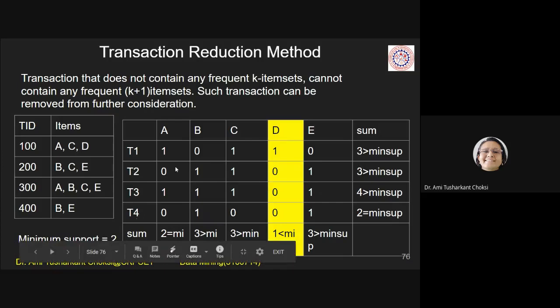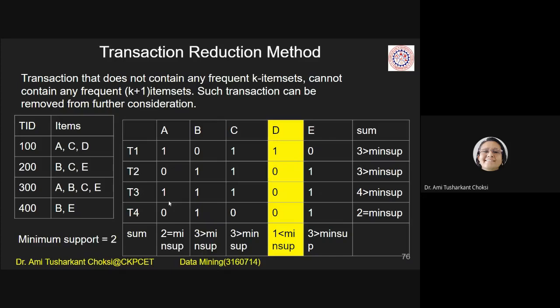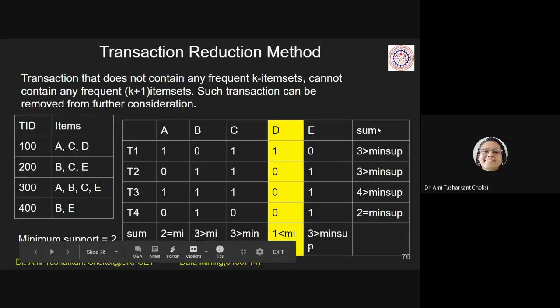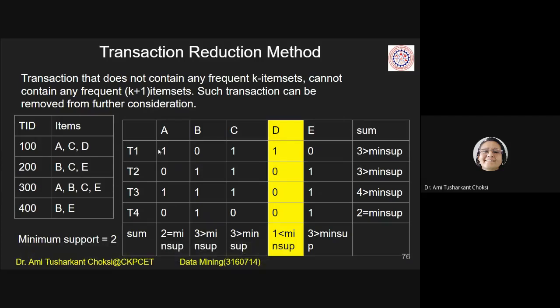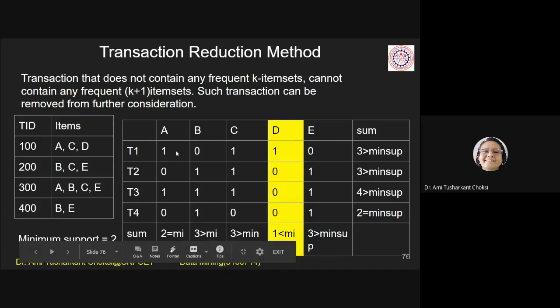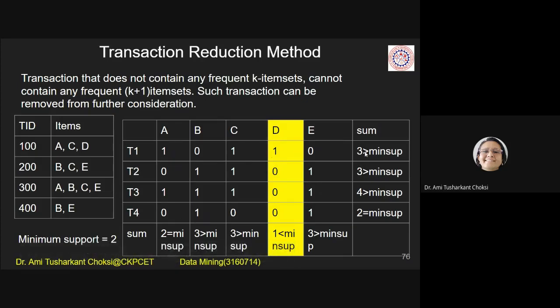We have to do the summation row wise and column wise. Here you can see sum. Here also sum is there, right? So what we do is we do the summation row wise as well as column wise. Fine. Here 1, 2, 3. So 3 is there. What is the minimum support given? The minimum support given is 2, right?